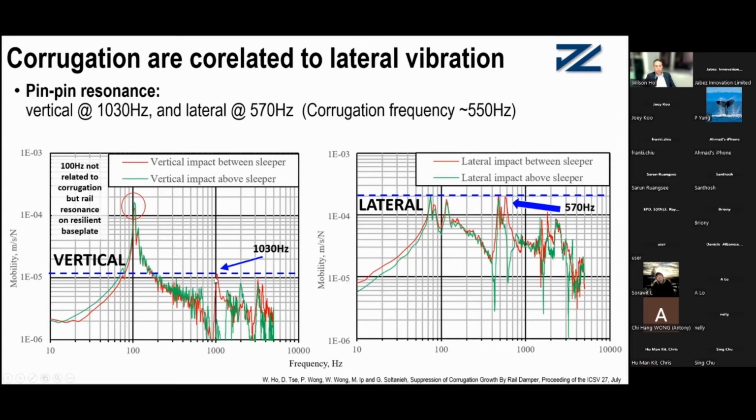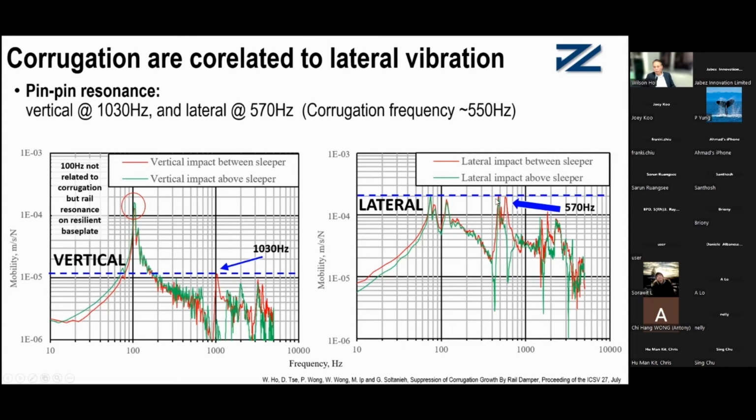This is the vertical pin-pin resonance at 1030 Hertz. The mobility is just larger than -5. This vertical pin-pin resonance creates some problems. Many sites have a high noise level due to this vertical pin-pin resonance. But compared to this, the lateral mobility is 10 times, 20 times higher than the vertical mobility. That is more than 20 dB higher than the vertical mobility.